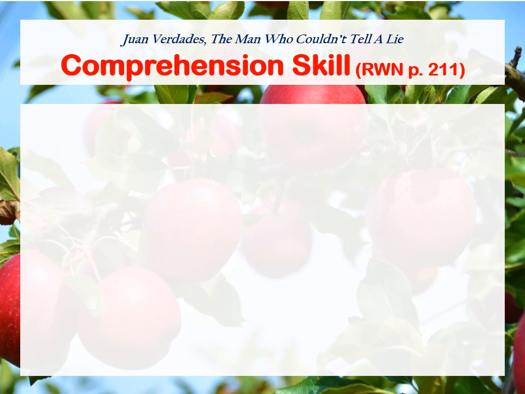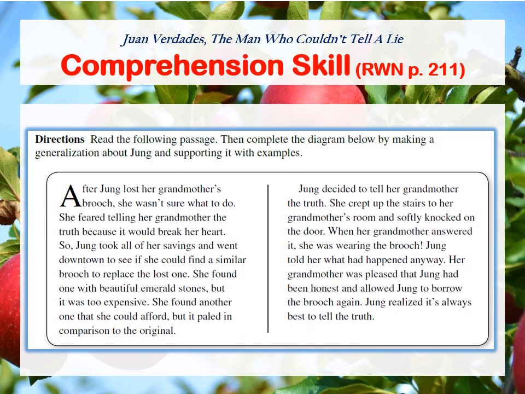Now, it's time to practice if we understood generalization. Open your RWN, page 211. Directions. Read the following passage. Then complete the diagram below by making a generalization about June and supporting it with examples.